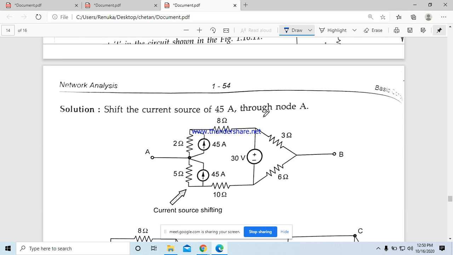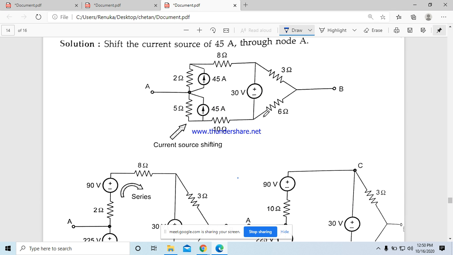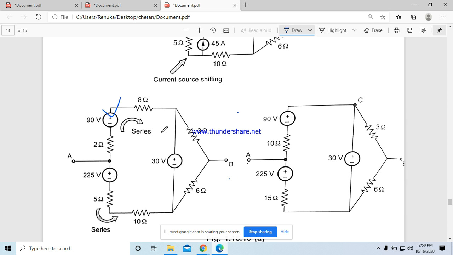Okay, whatever the current source as well as this resistor is there, convert this into a voltage source. You know how to convert: V equal to IR. What is V? I is 45, multiplied by 2, you will get 90. This is in series with what? 2 ohm. Okay. Similarly, 45 in parallel with 5 ohm. Multiply 45 into 5, we get 225, that is in series with 5 ohm.